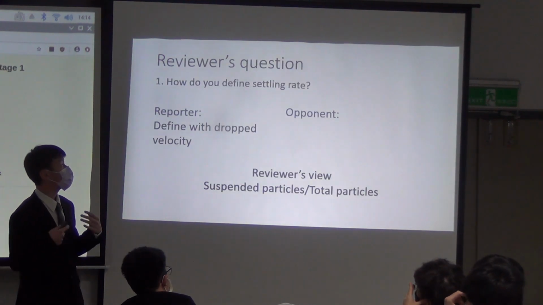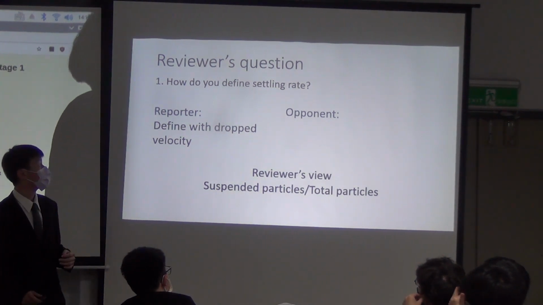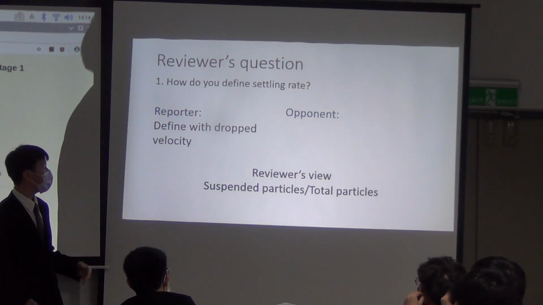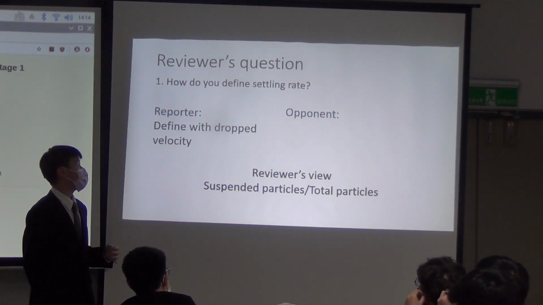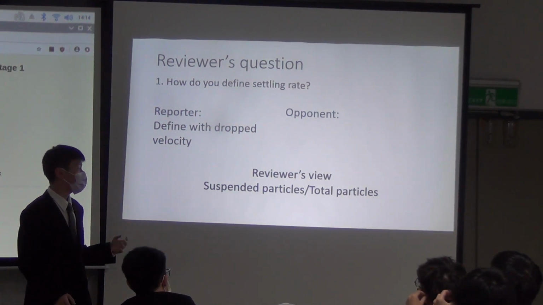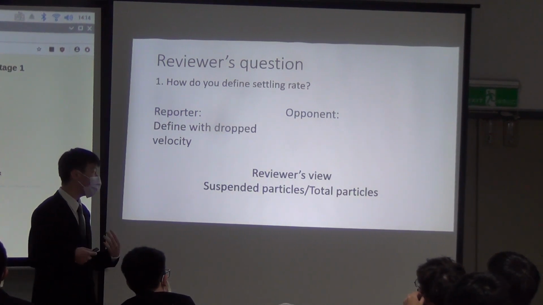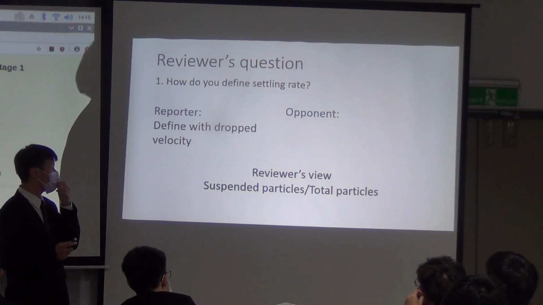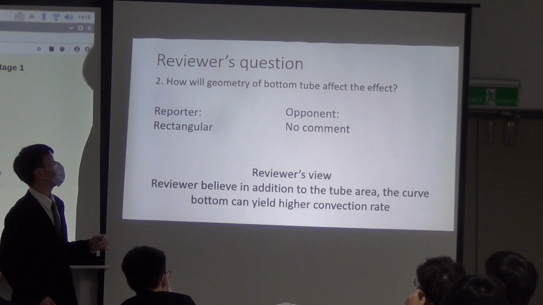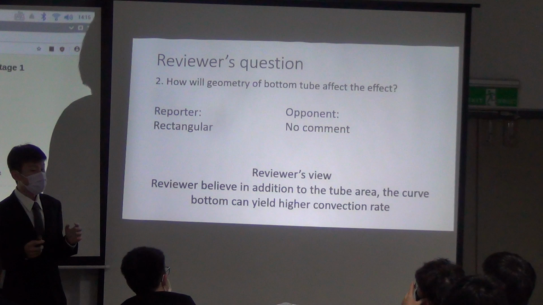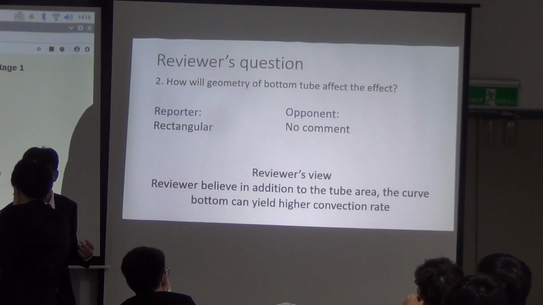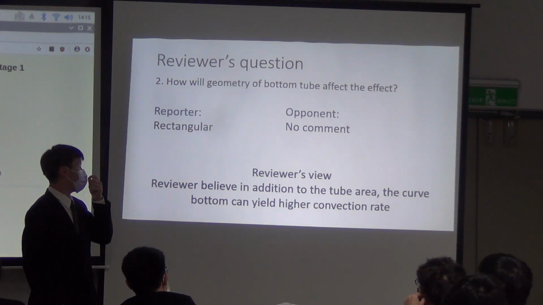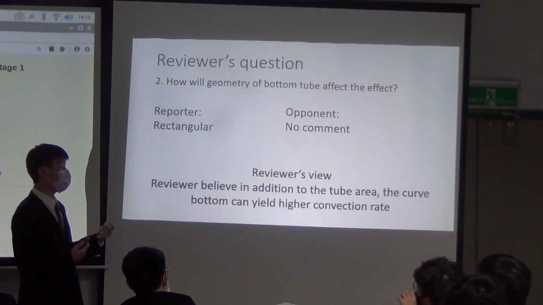And in our reviewers' questions, first we asked how do you define the settling rates that the problem statement requires, and the reporter answered that they define it with the drop velocity. In the reviewers' view, we think that the suspended particles and the total particles are needed. In the second question, we asked how the geometry of the bottom tube affects the results. The reporter answered rectangular and the opponent didn't answer.